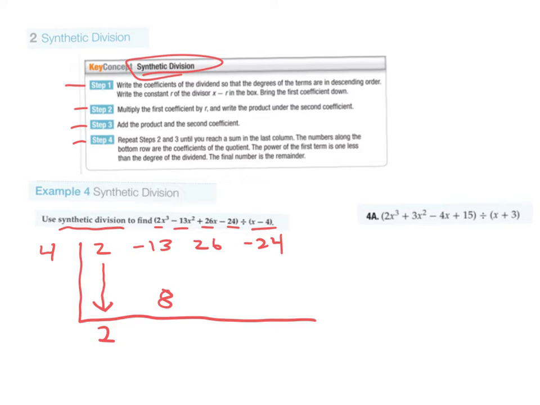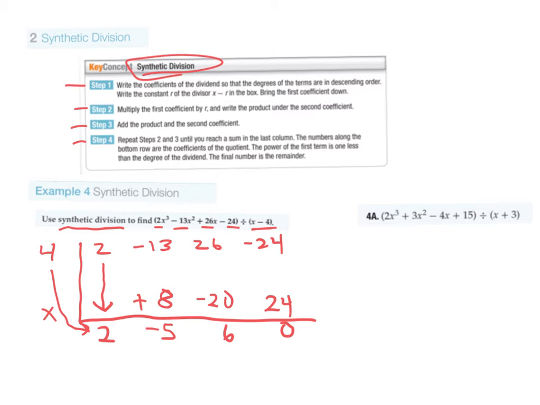I'm going to write it inside the box. Then I'm going to add. So I multiplied this times this, but then I'm going to add it to the top number. So I'm going to get a -5. Then I'm going to repeat this process. So for now, 4 times -5 is a -20, and I'm going to add, I get 6. 4 times 6 is 24, and when I add, I get 0.